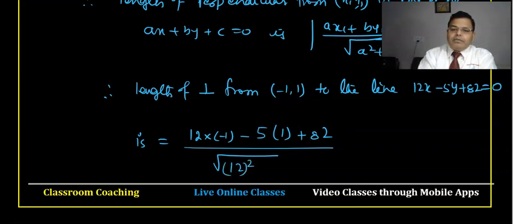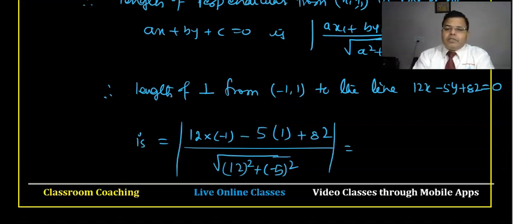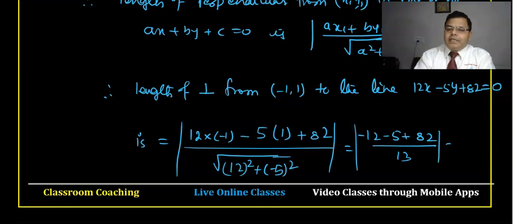A is 12, so 12 square plus b is minus 5 square, and all of that is in modulus. So this will be minus 12 minus 5 plus 82 divided by 13, isn't it? That is 65 divided by 13, which is 5 units, and that will be the answer. So I hope you can do this.